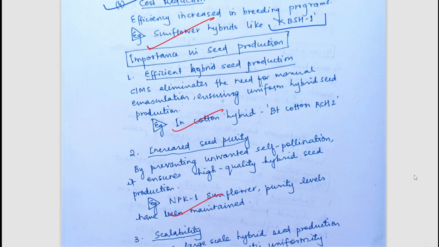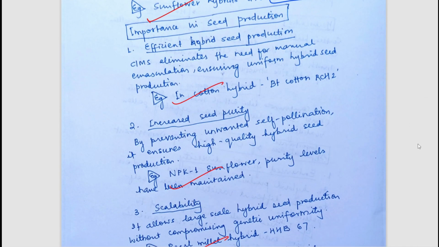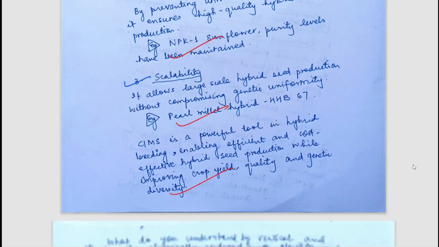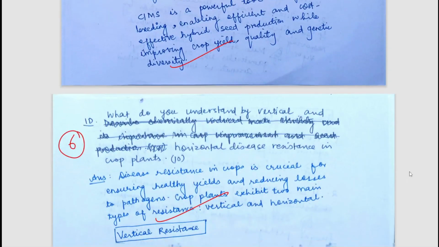Now what is the importance of CIMS, that is chemically induced male sterility, in seed production? It helps in efficient hybrid seed production, it increases seed purity, it helps to scale the production, that is, a huge number of seeds can be produced in less time. So a little answer. Now let's move to the next question.